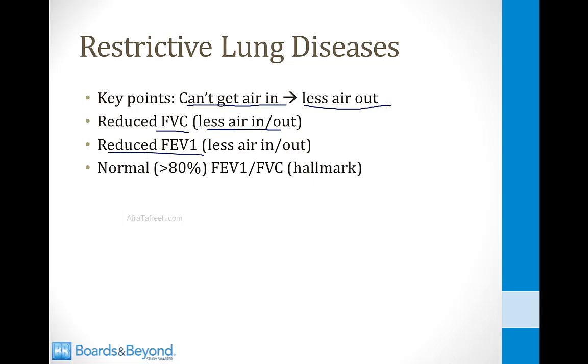Importantly though, the ratio of FEV1 to FVC will be normal or greater than 80%. 80% is a normal ratio. In patients with restrictive disease it's normal or increased, and that's the hallmark. In obstructive disease this ratio goes down.